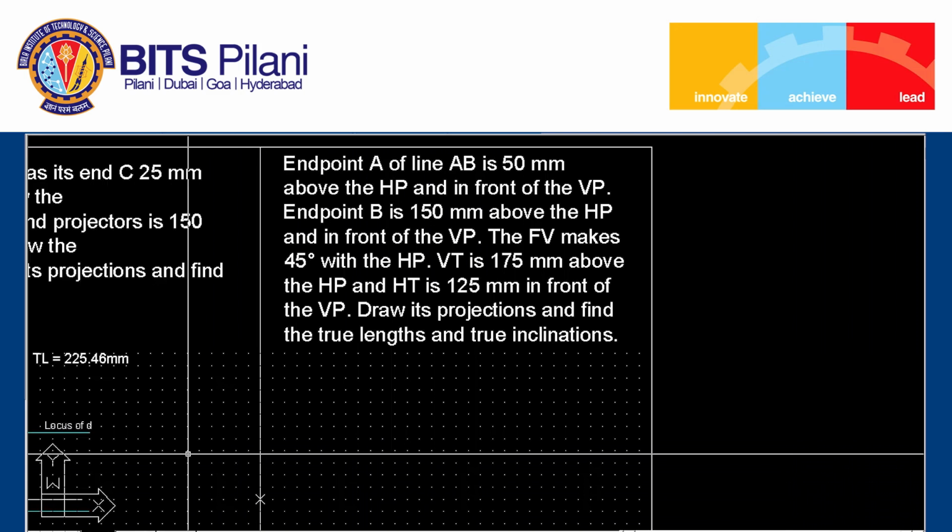Whereas the horizontal trace is a point which is always in the HP, and in this case it is given that it is in front of VP, 125 mm in front of VP. So from the given information, we will be able to plot the front view of point A, then the locus of the front view of point B, then the locus of VT and the locus of HT, as well as we can draw a line which will indicate the front view and which will be at an angle of 45 degrees with the XY line. So let us start the problem.